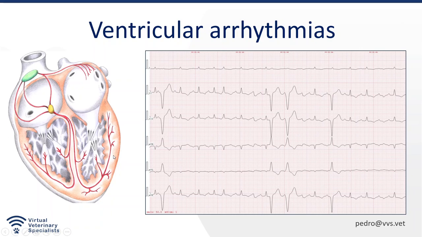When the impulse comes from the ventricles themselves, it cannot use these normal pathways, so the impulse travels slowly, resulting in a wide QRS. So if this was a cat, the normal QRS would be lower than 40 milliseconds, and if it was a dog, it would be 60 to 70 milliseconds. So anything above that is abnormal, it's wider.